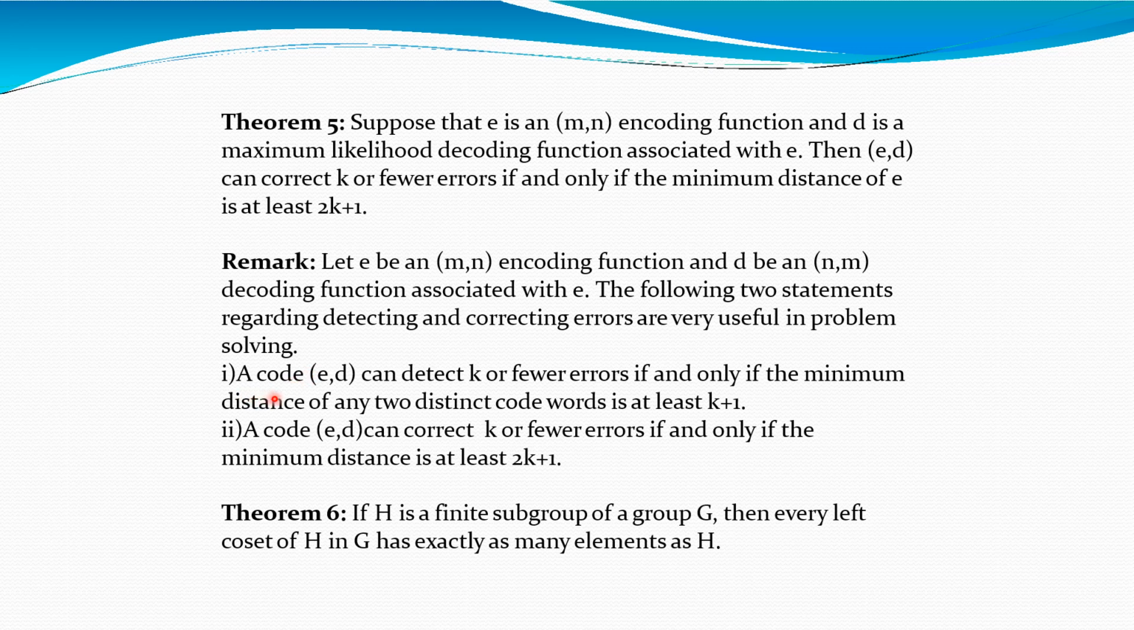First, a code E can detect k or fewer errors if and only if the minimum distance of any two distinct code words is at least k plus 1. Means minimum distance is at least k plus 1. Second, a code E can correct k or fewer errors if and only if the minimum distance is at least 2k plus 1. Now, one more theorem. If H is a finite subgroup of a group G, then every left coset of H in G has exactly as many elements as H.